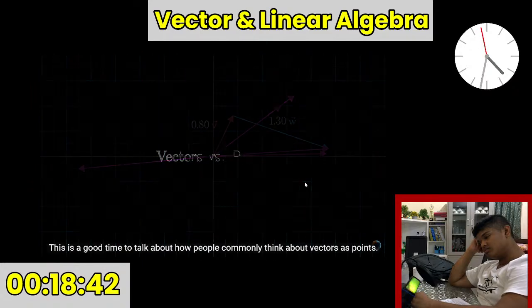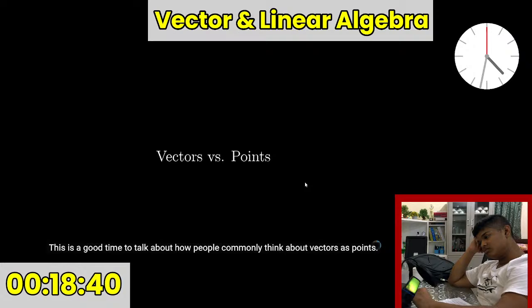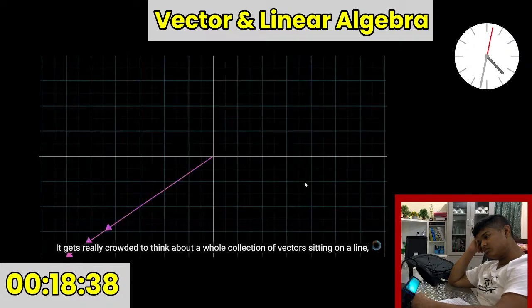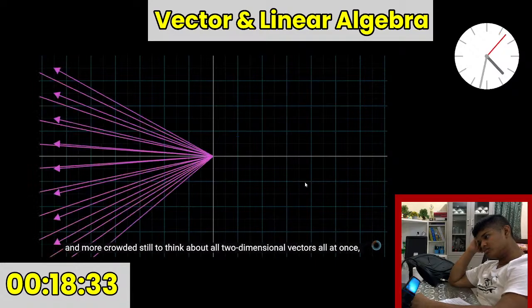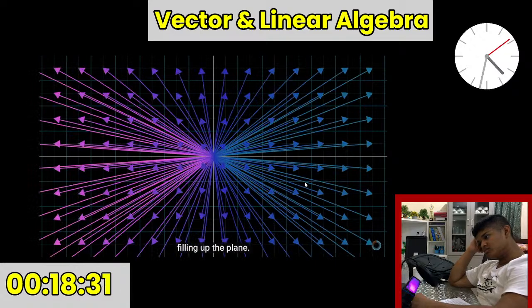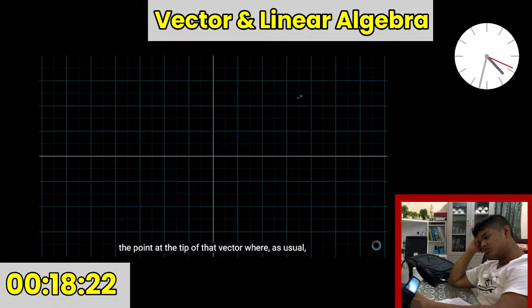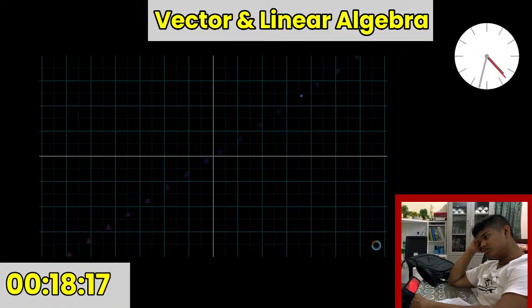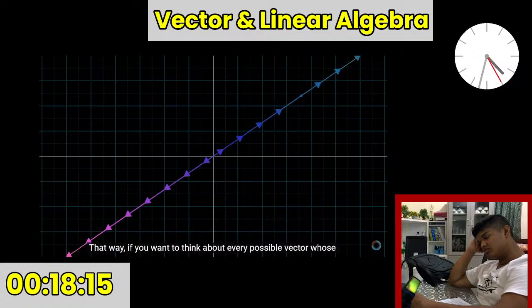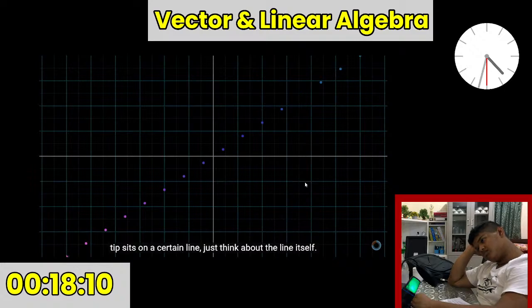This is a good time to talk about how people commonly think about vectors as points. It gets really crowded to think about a whole collection of vectors sitting on a line, and more crowded still to think about all two-dimensional vectors all at once, filling up the plane. So when dealing with collections of vectors like this, it's common to represent each one with just a point in space. The point at the tip of that vector where, as usual, I want you thinking about that vector with its tail on the origin. That way, if you want to think about every possible vector whose tip sits on a certain line, just think about the line itself.